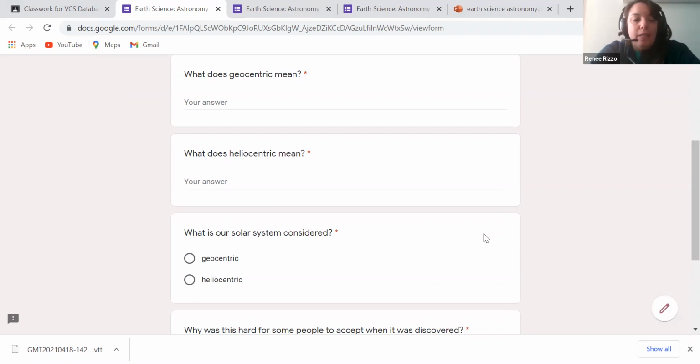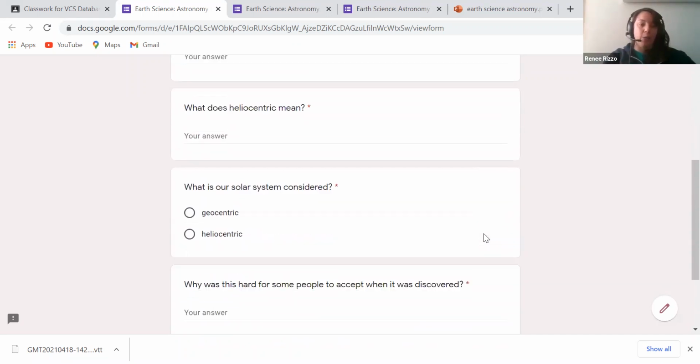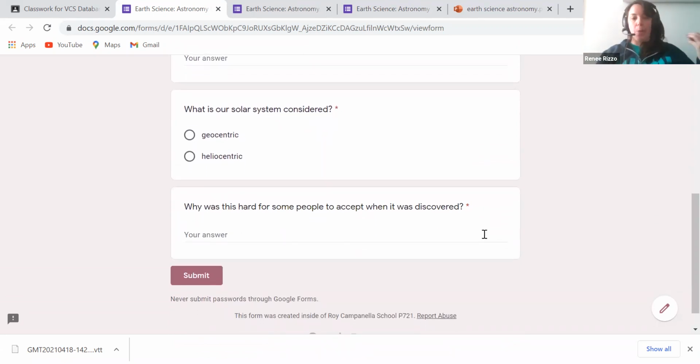So what is our solar system considered? Geocentric or heliocentric? So this is really crucial to assessing whether your students understood the main idea of this lesson. The main idea being that we learned that the solar system is heliocentric. And then finally, why was this hard for some people to accept when it was discovered? This is extra challenging for the students because it is a why question, and it forces them to go back into their memory banks or to look at the video again to answer the question.